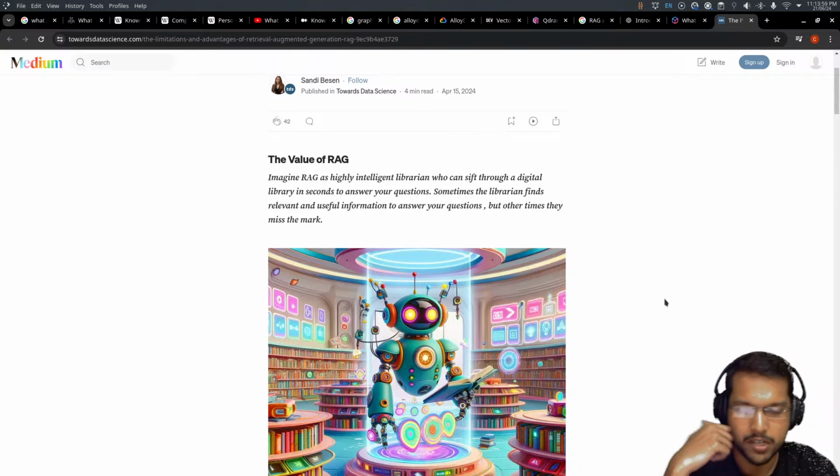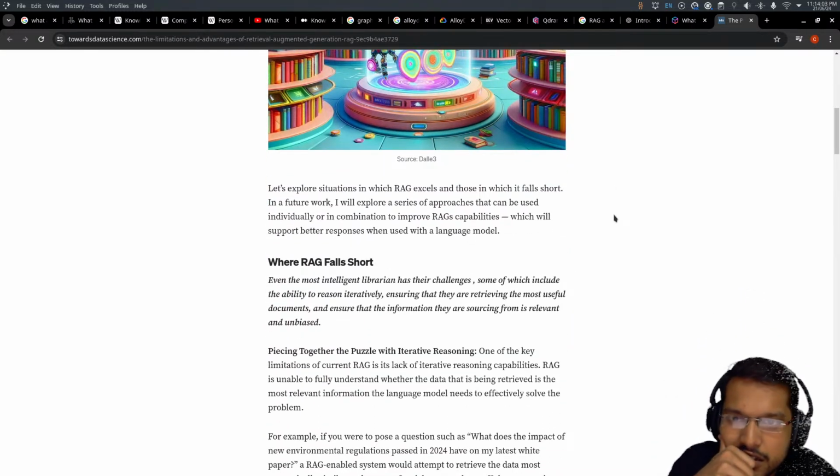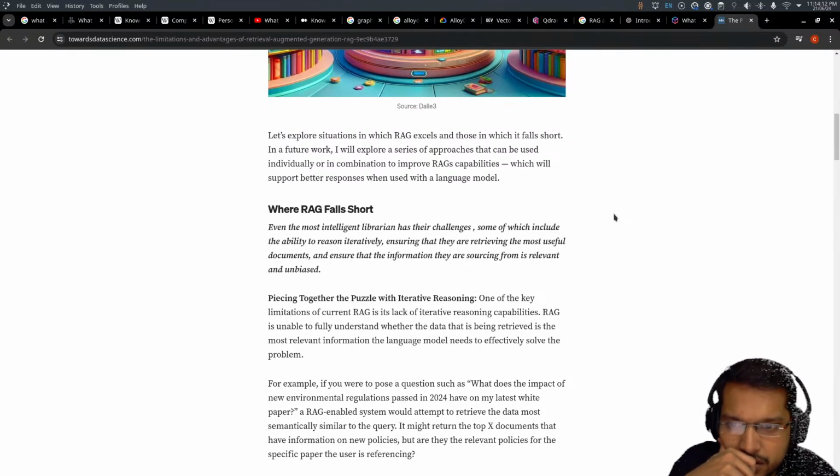See what I mean when I go on a tangent? Let's explore the situations in which RAG excels and those in which it falls short, and a future series of approaches that can be used individually or in combination to improve RAG. Where RAG falls short, even the most intelligent brain has its challenges, some of its ability. Piecing together a puzzle with iterative reasoning. Iterative reasoning? What is that?